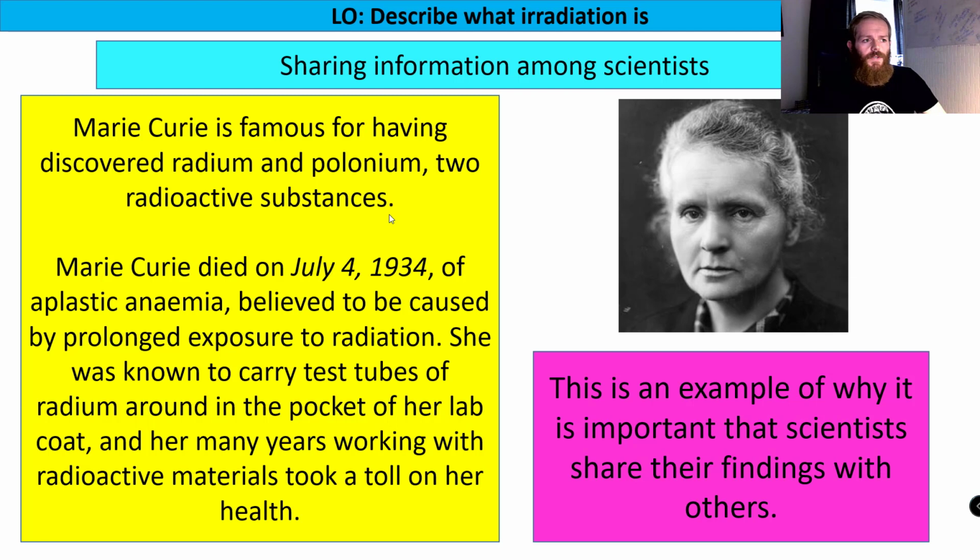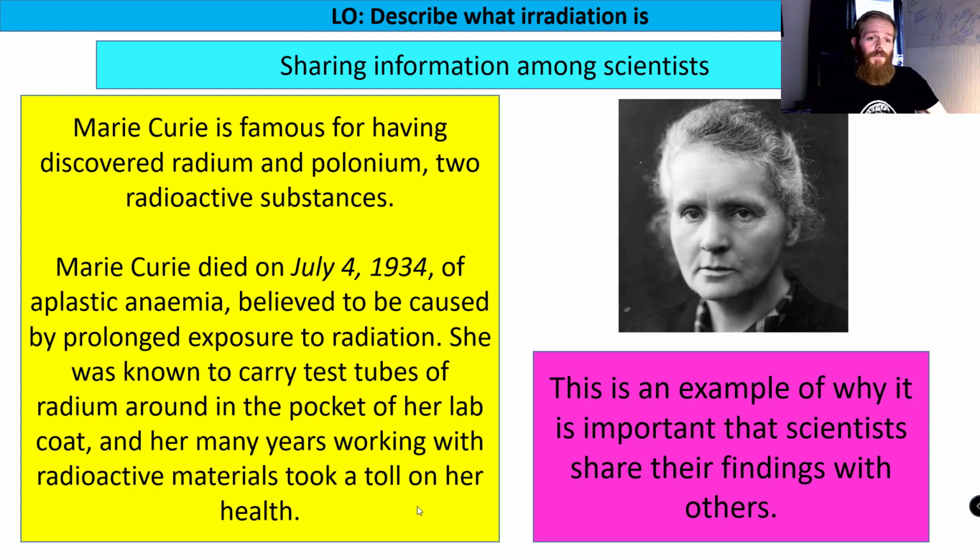So it wasn't just like she was being reckless with radioactive substances. The dangers of them hadn't really been discovered yet. She was one of the forerunners doing work on radioactive substances, and that's basically what led to her death. So Marie Curie died on July the 4th, 1934 of aplastic anemia, believed to be caused by prolonged exposure to radiation. She was known to carry test tubes of radium around in the pocket of a lab coat, and many years working with the radioactive materials took a toll on her health.